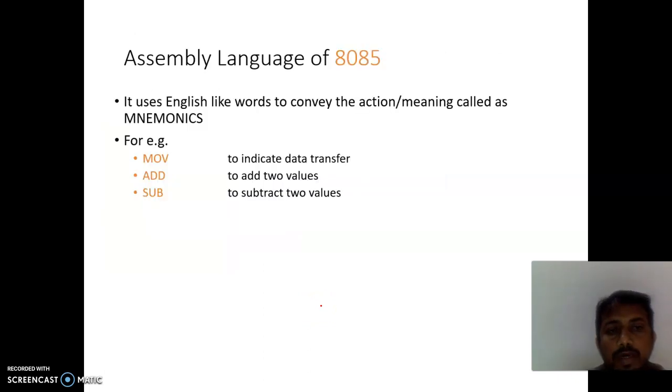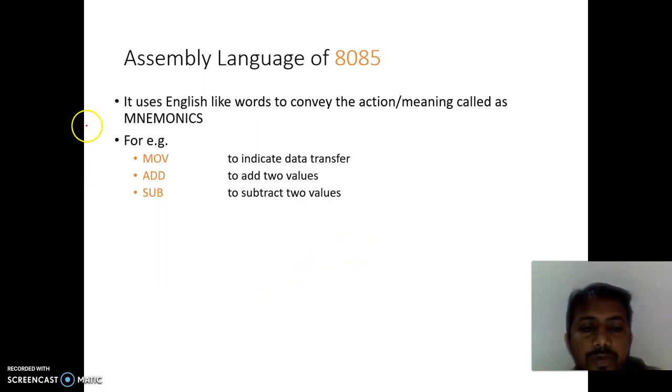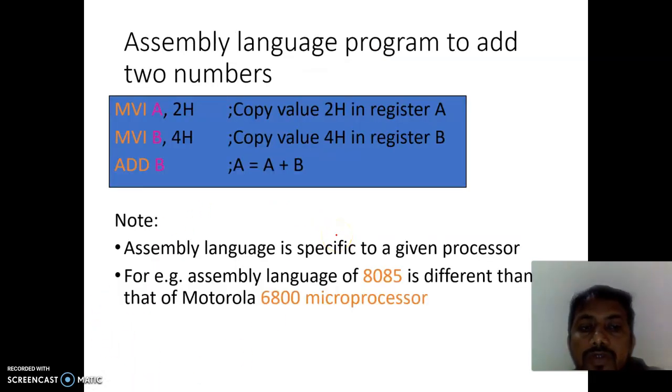The next one is assembly language programming. This is understood through English words that convey the action taken, defined in the form of mnemonics. For example, MOV indicates a data transfer, ADD adds two values, and SUB subtracts two values.